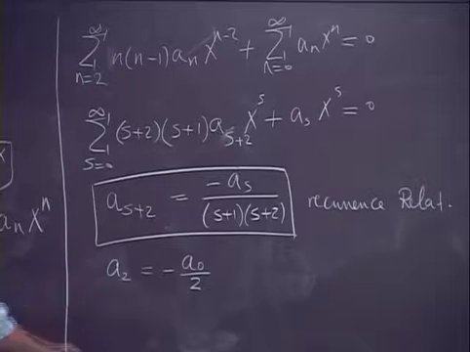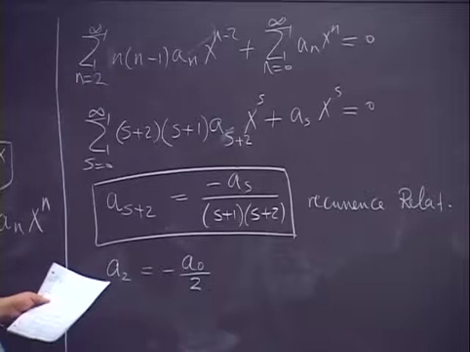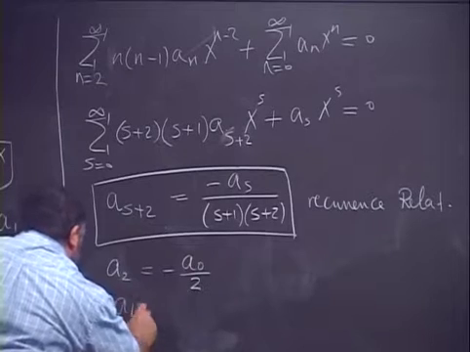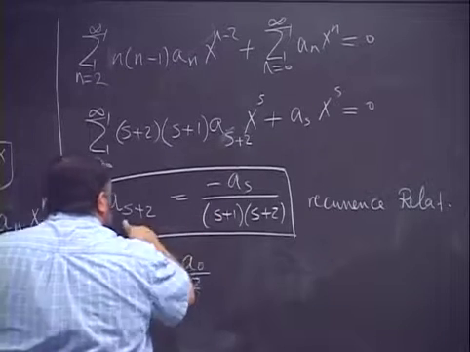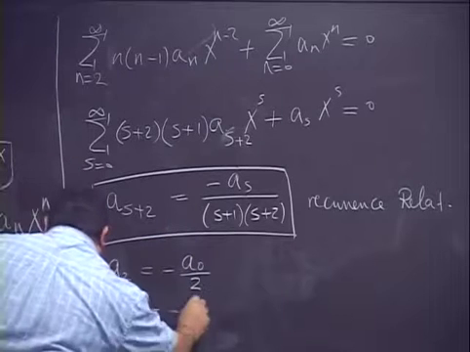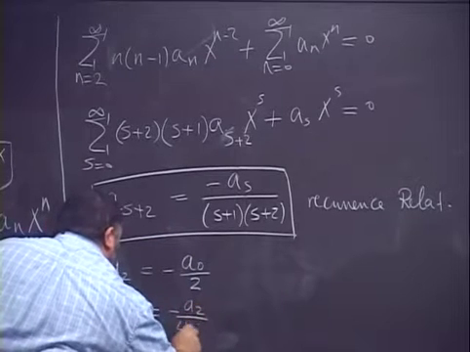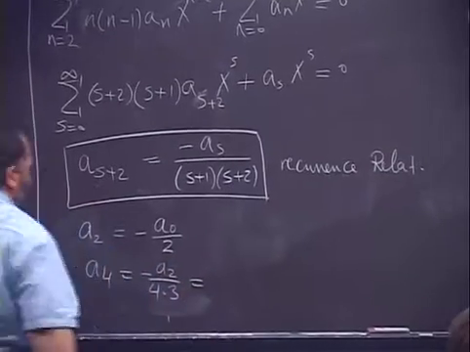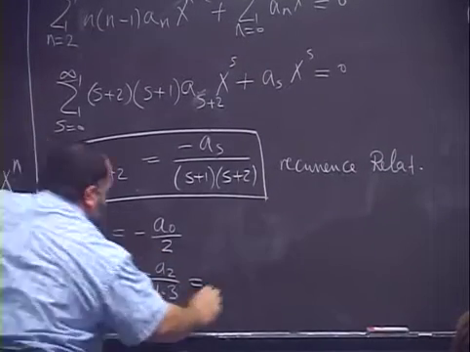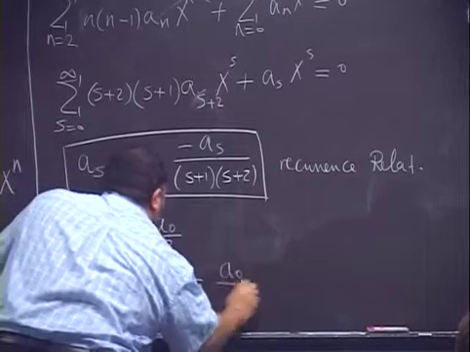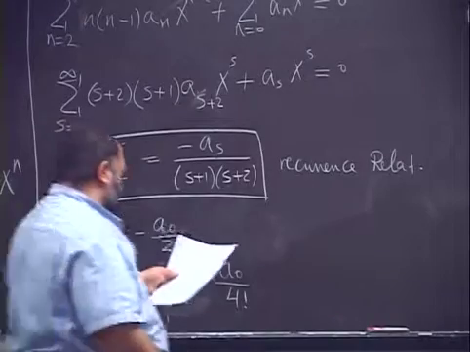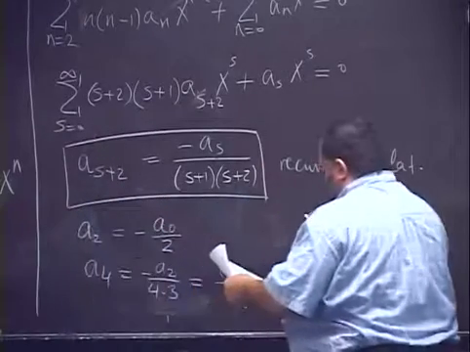Okay. So a2 equal to what? Minus a naught over 2. What's a4? For S equal to 2, this will be minus a2 divided by 4 multiplied by 3. But what's a2? Minus a naught over 2. So this will be a naught over the factorial of 4. And what will be a6?